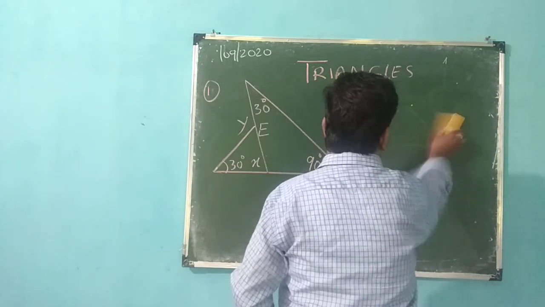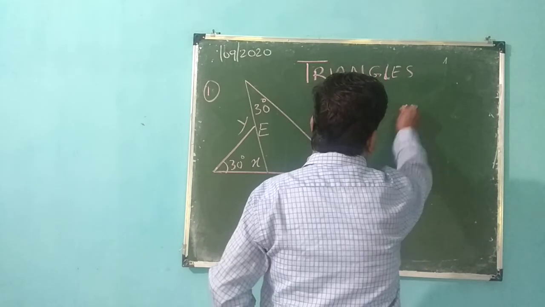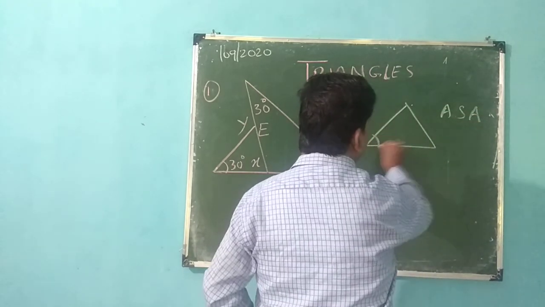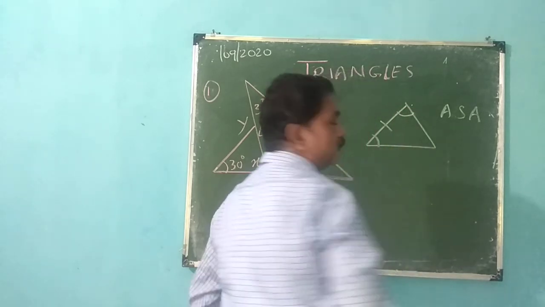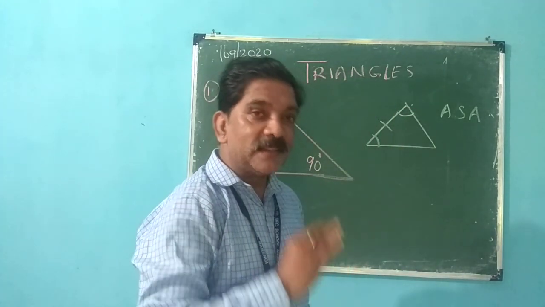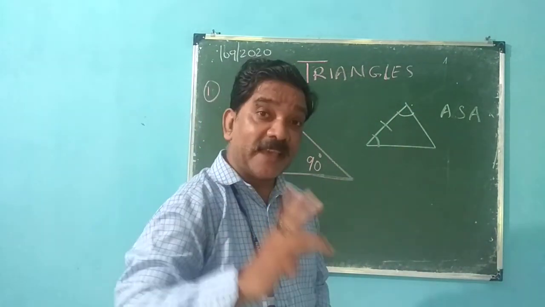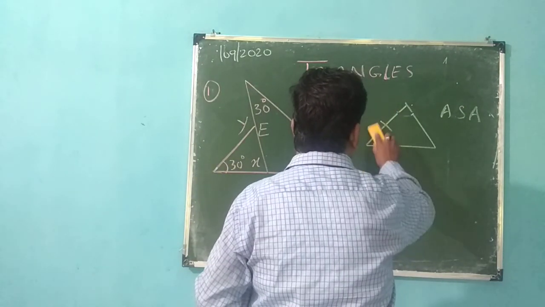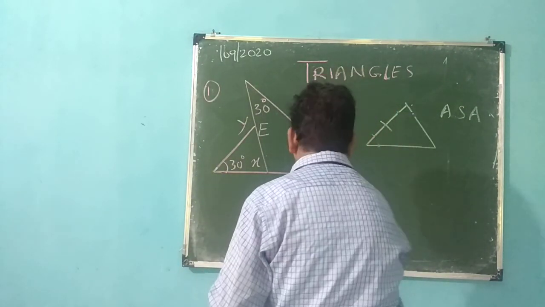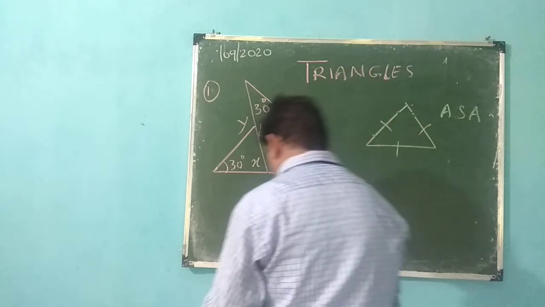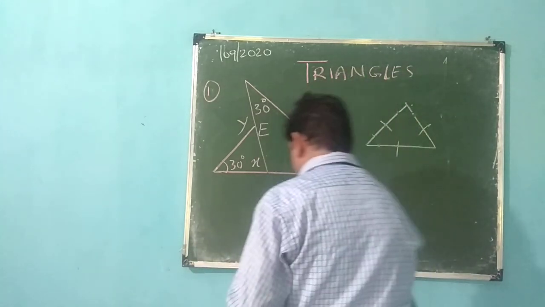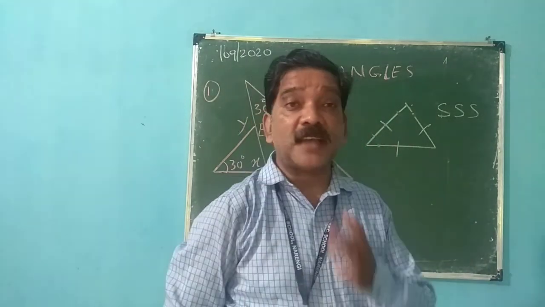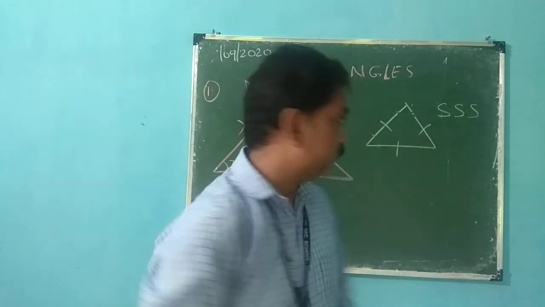Now, what is ASA? Angle, side, angle. Correct? Angle, side, angle. What is SSS? This is SSS. And the last criteria was RHS, right angle, hypotenuse, side.